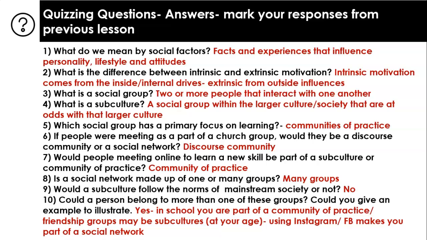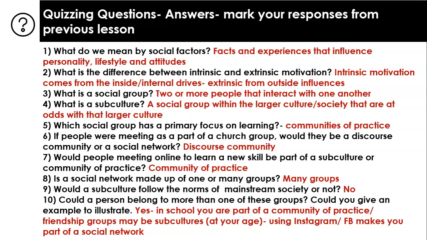Brilliant. So what is a social group? Two or more people that interact with one another. That's the really simple definition, isn't it? Two or more people that interact with each other based on shared social factors, facts and experiences that influence their personality, lifestyle, and attitudes. But we built up to this recognition, particularly for the A grade, that understanding this as a more complex set of groups, the 4 sets of groups, is really important for us. So what is a subculture? Well, it's a social group within the larger culture that is at odds with that larger culture. They have attitudes and beliefs that are at odds with it.